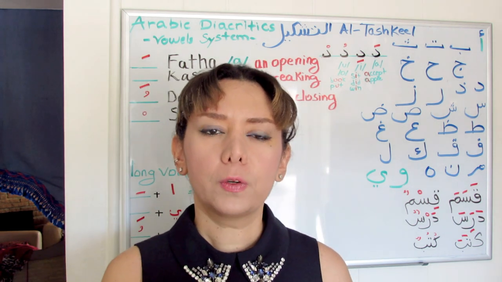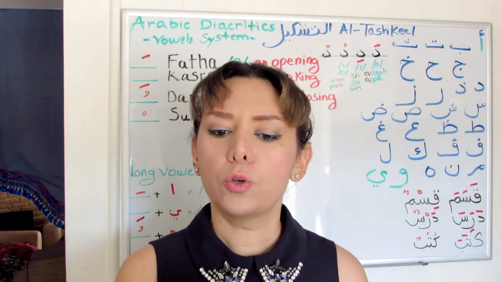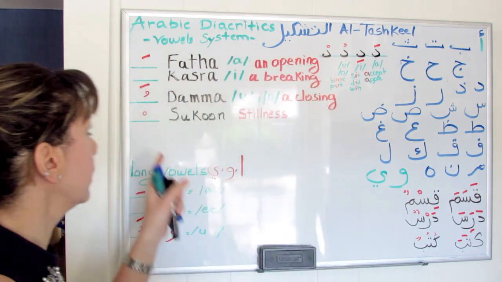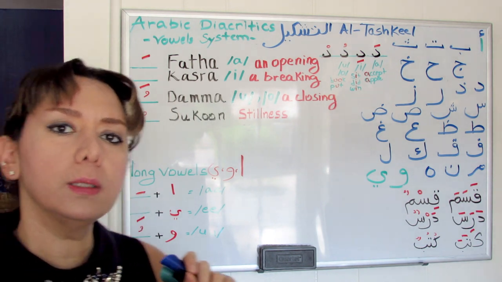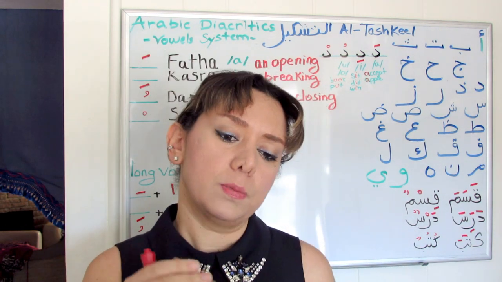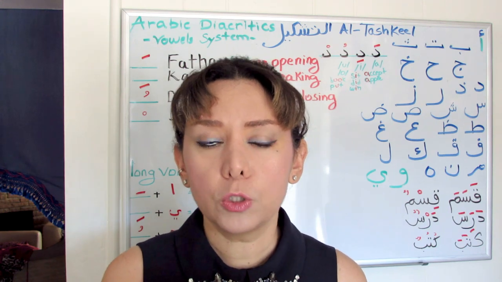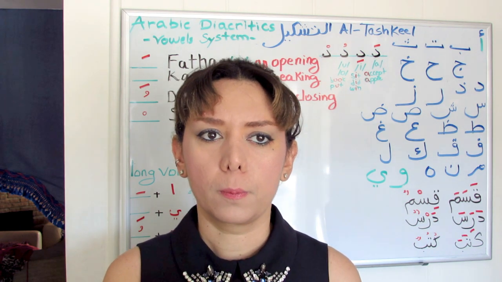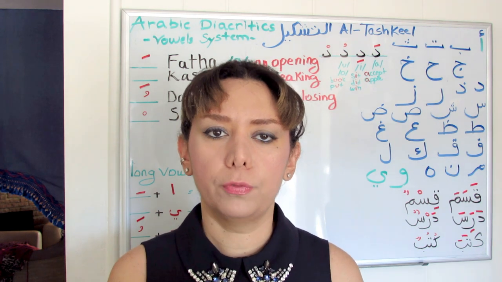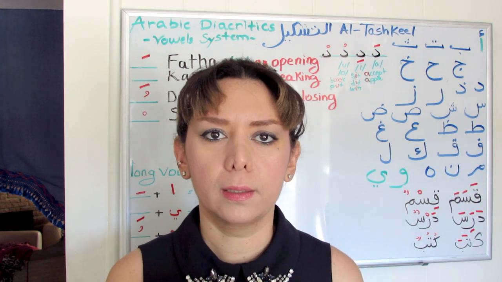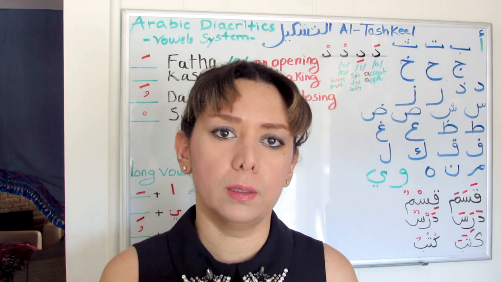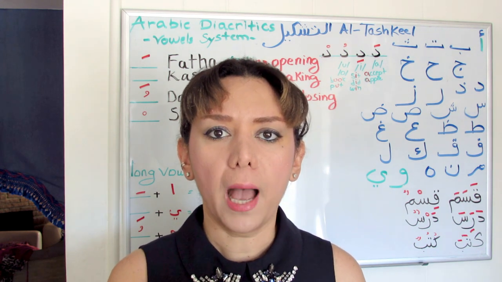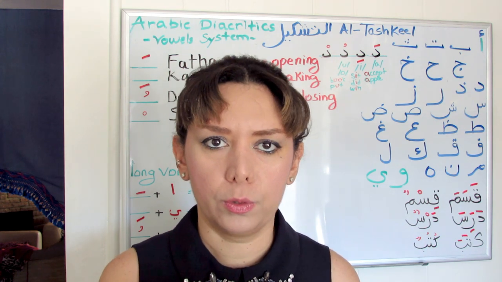So we have 3 short vowels which enable the letter to make a sound in a similar way to the English language. Fatha. It's a small diagonal line placed above a letter and represents the short a in English, like accept, apple, admit. The meaning of fatha is an opening, because when you pronounce the short vowel a, like ba, ta, da, ra, you're opening your mouth.